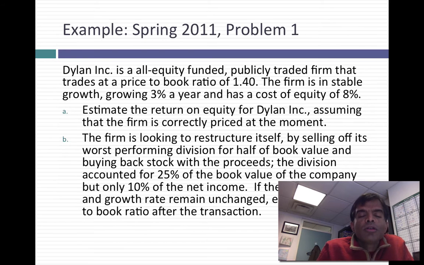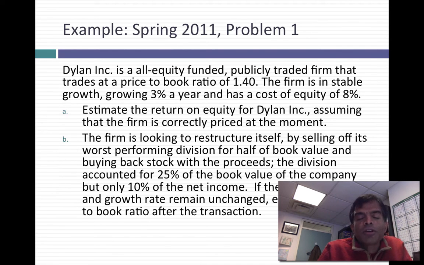The next question, though, I tell you that the firm is planning to restructure itself. It's selling off its worst division, and it's buying back stock with the proceeds. So that cash leaves the company. Let me back it up. It's trying to sell off its worst performing division, which accounted for 25% of the book value and 10% of the net income. That's why it's a worst performing division. And you're getting half of the book value when you divest. So let's see what's going to happen to the price to book ratio.